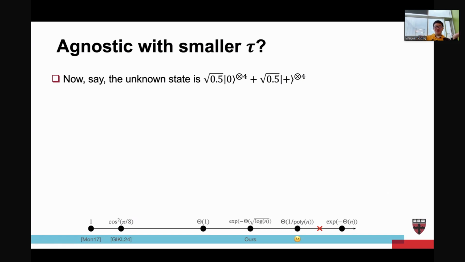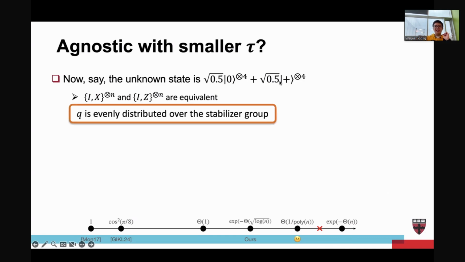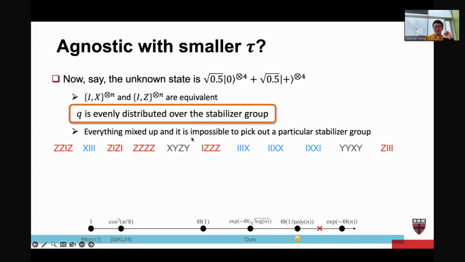So now let's do Bell difference sampling. What happened? We just find that the basis in the IZ basis that corresponds to all zero, and the Pauli strings in IX that correspond to all plus, are equivalent because all of them are 0.5. And because just as we mentioned, Q is evenly distributed over the stabilizer group, you will find that everything will mix up. Like all the IZ Pauli strings and IX Pauli strings are mixed up. So you cannot distinguish between IX and IZ Pauli strings.